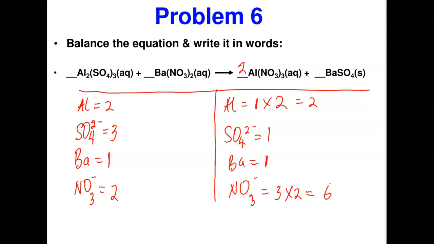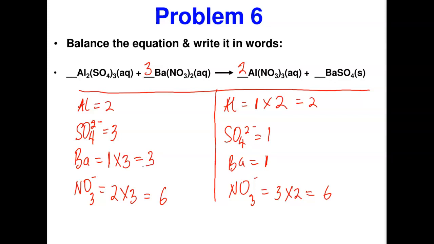To fix my nitrate on this side, remember, this is 2 here. Nitrate is 2 here. To fix this, I have to multiply by what? 3, to make it 6. What it means is I have to add 3 here. If I add 3 here, my nitrate is okay. But I've messed up my barium. Look at my barium now. My barium becomes what? 3. What it means, I have to go back and fix my barium.